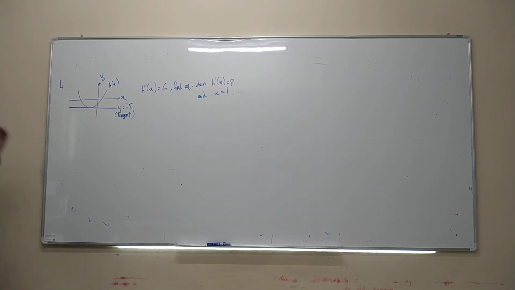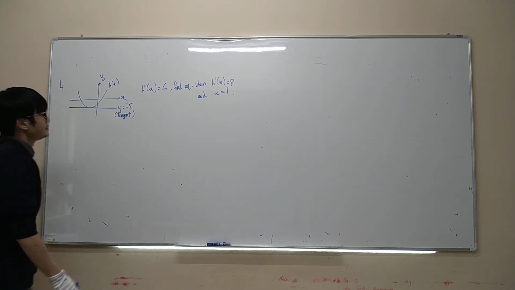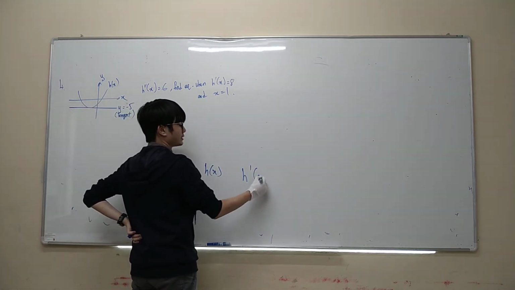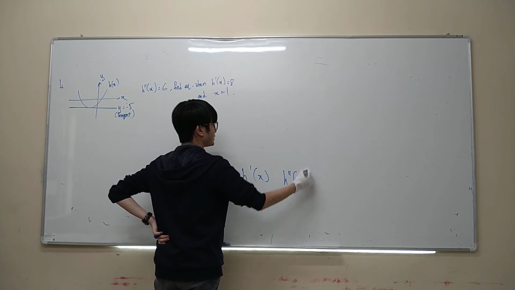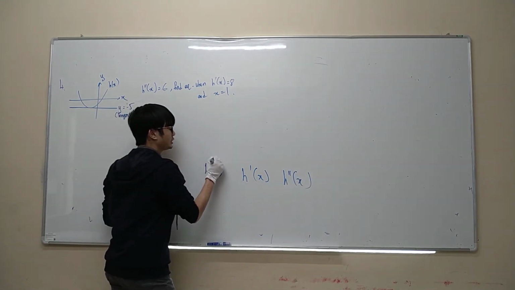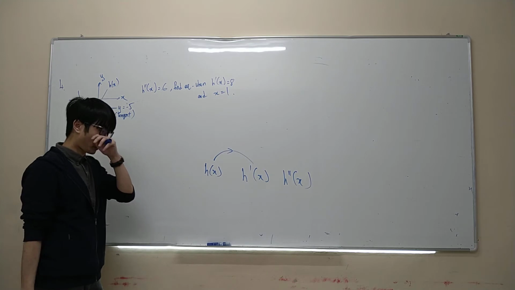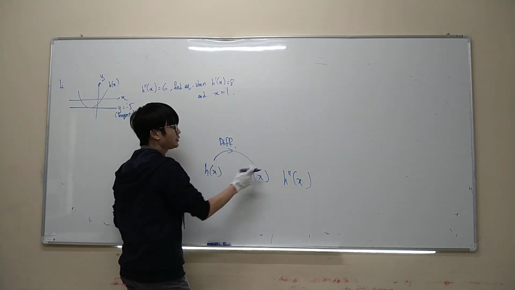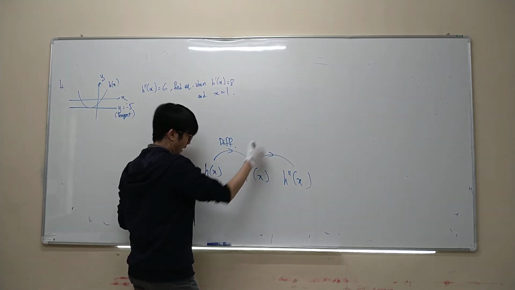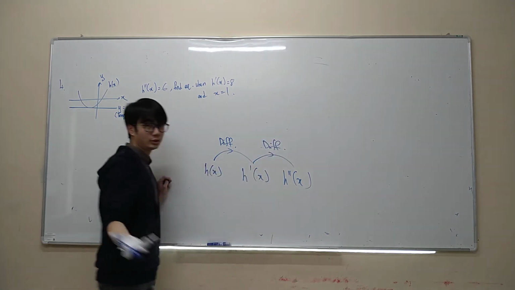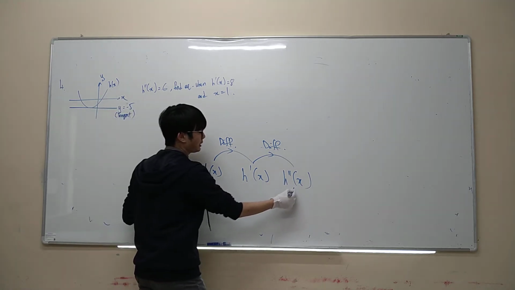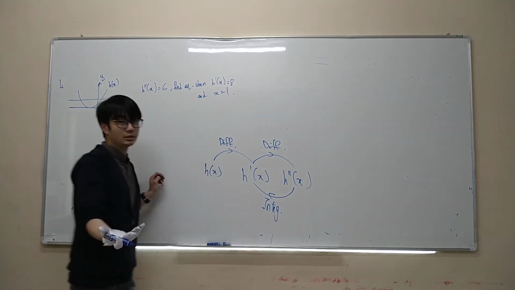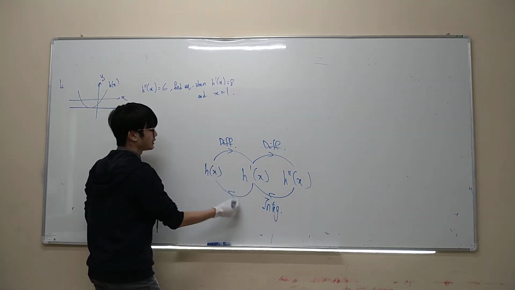So how do we do this? h(x), h prime x, h double prime x. How to change from h(x) to h prime x? I differentiate. How to change from h prime x to h double prime x? I differentiate. How to change from h double prime x to h prime x? I integrate. How to change from h prime x to h(x)? I integrate.